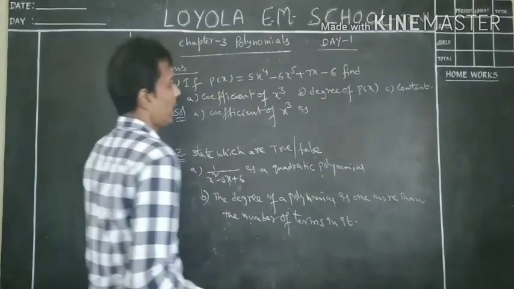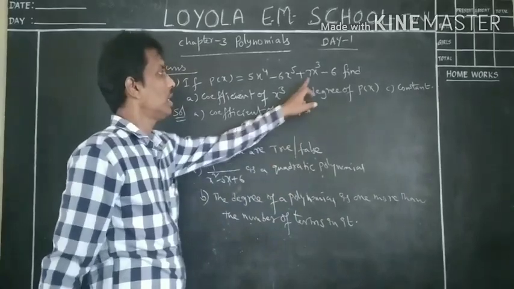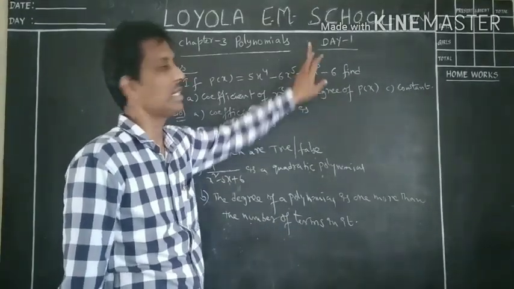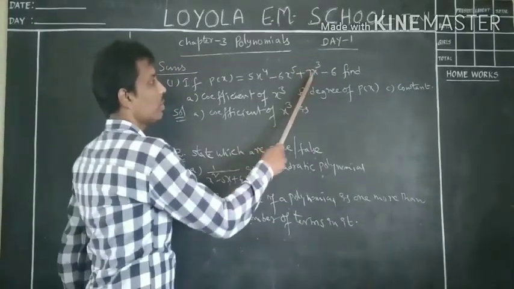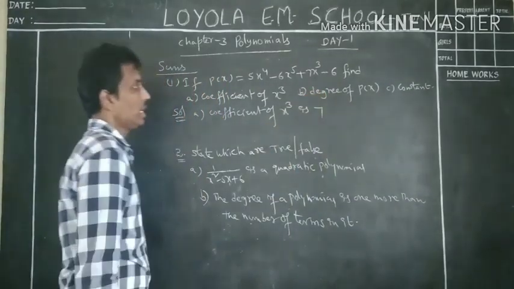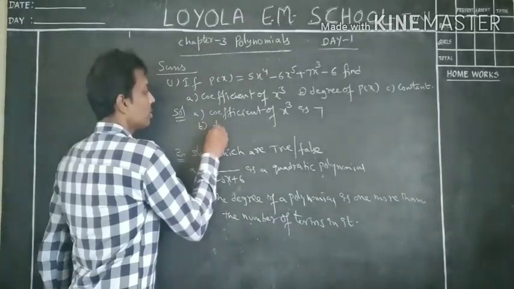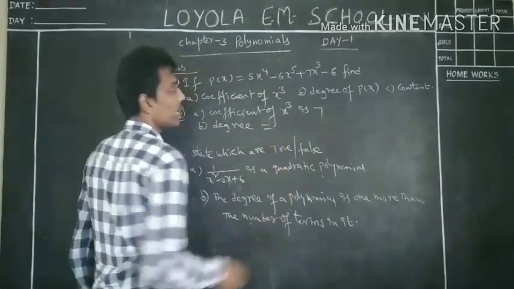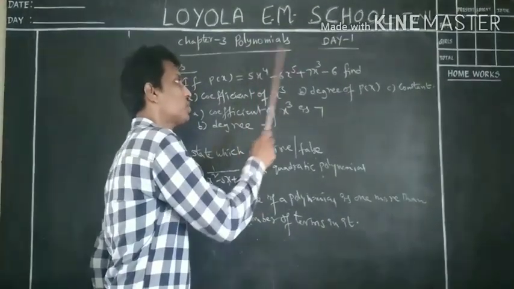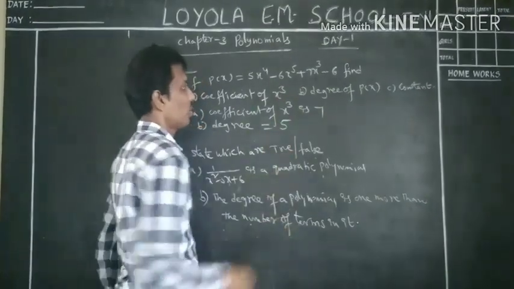Coefficient of x cube. Okay, here we consider x cube. 7x cube I am writing. x cube is absent, no? That's why here I am writing x cube. So before x cube, what constant number is there? 7 is there. So that's why 7 is said to be the coefficient of x cube. And what is the degree of the polynomial? Degree of the polynomial is nothing but the highest power. Here power is 4, here power is 5, and here power is 3. So anyway, degree is said to be 5.